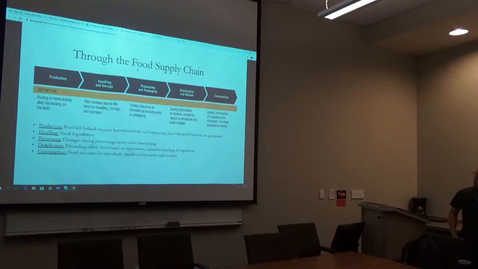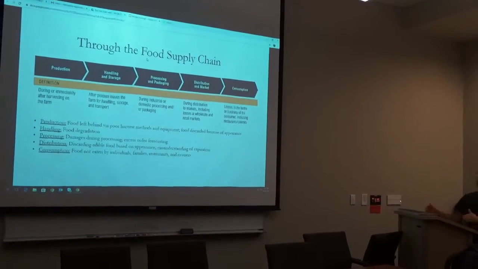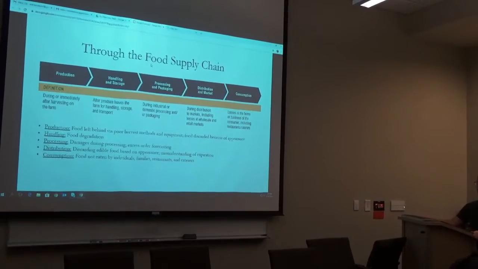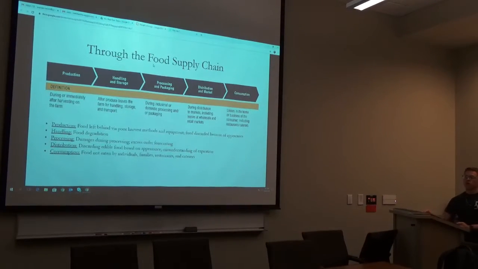So there are 5 parts of the food supply chain: production, handling and storage, processing and packaging, distribution, and consumption. In production, the first stage, you're going to be losing food, wasting it actually, when it's left behind via poor harvest methods and equipment, and food discarded because of appearance. You're going to see the most of that in more underdeveloped countries, which we'll have a look at later in some diagrams.